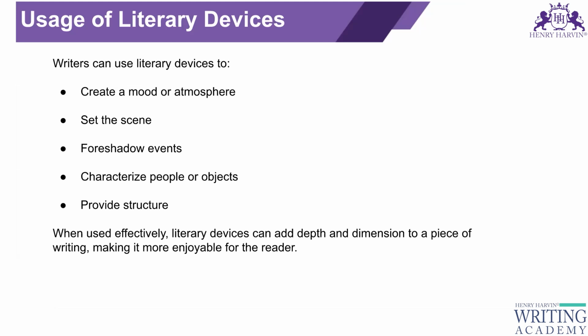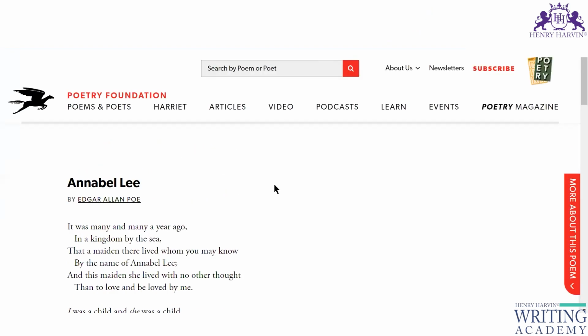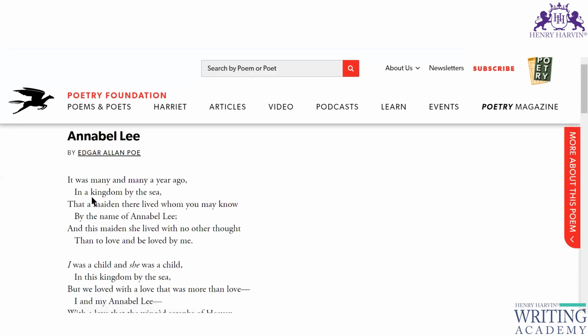Then obviously structure is there. In Poe's poem Annabel Lee, in the beginning he talked about the place. Let's check it out once. See, in the beginning he's talking about the place and Annabel Lee. It was many and many a year ago, in a kingdom by the sea. Now he's saying where that kingdom is: by the sea, and it was a very old story. That a maiden there lived, whom you may know by the name of Annabel Lee.